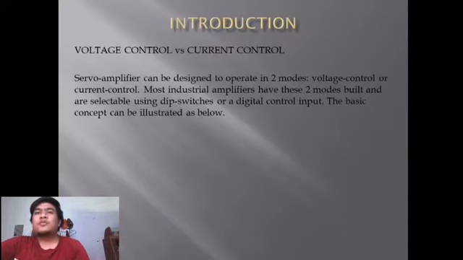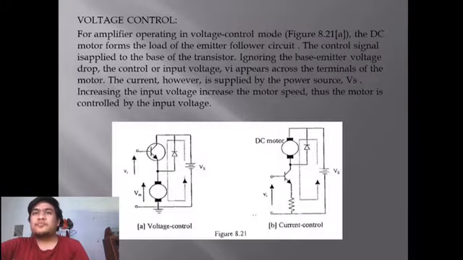Introduction. Voltage Control vs Current Control. Servo amplifier can be designed to operate in two modes, voltage control or current control. Most industrial amplifiers have these two modes built and are selectable using dip switch or a digital control input. The basic concept can be illustrated as below.